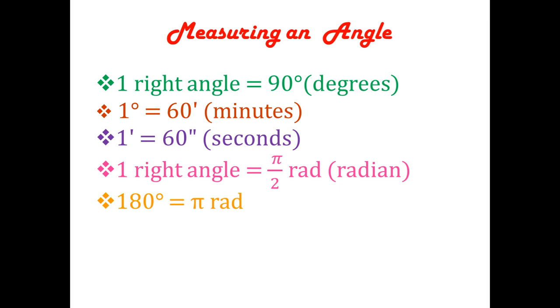From here we also conclude that 180 degree equals pi radian. As I have told, 90 degree equals pi by 2 radian. So multiplying both by 2, 90 into 2 is 180, and pi by 2 into 2 is pi radian. So 180 degree is equal to pi radian. Similarly, 360 degree equals 2 pi radian.